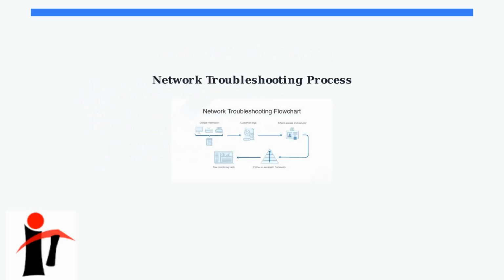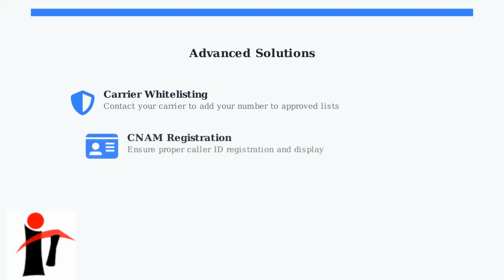For more systematic troubleshooting, follow this network troubleshooting flowchart. It provides a structured approach to identifying and resolving call blocking issues. For advanced solutions, consider carrier whitelisting, where you contact your carrier to add your number to their approved calling lists. Also ensure proper CNAM registration, so your caller ID displays correctly to recipients.